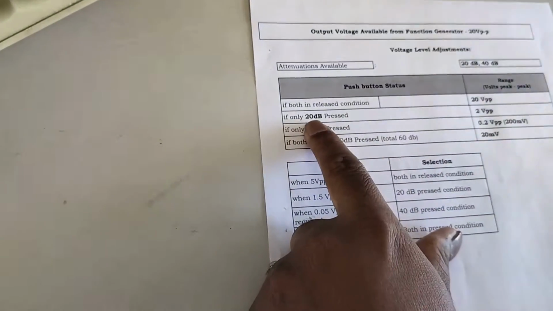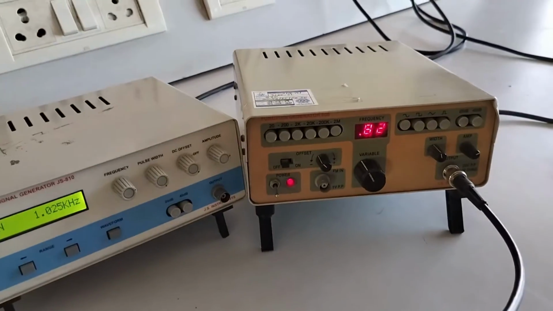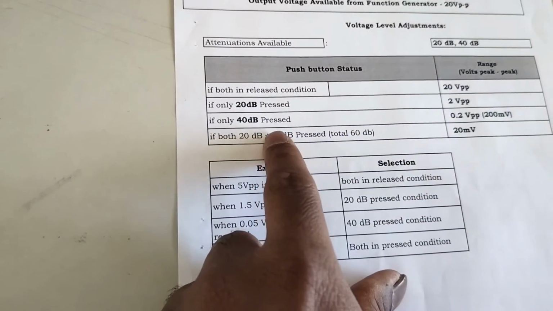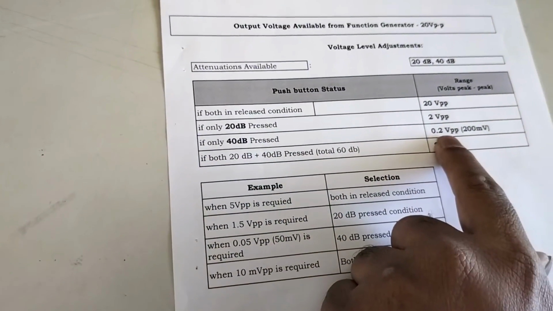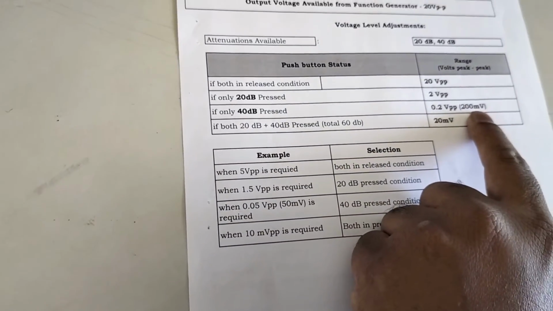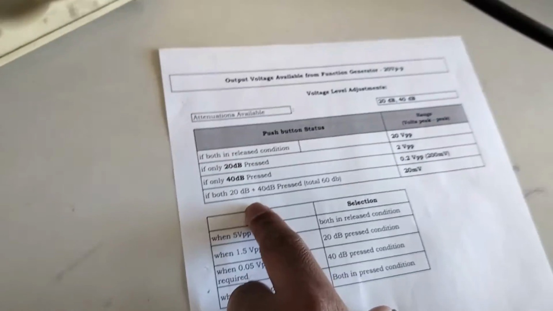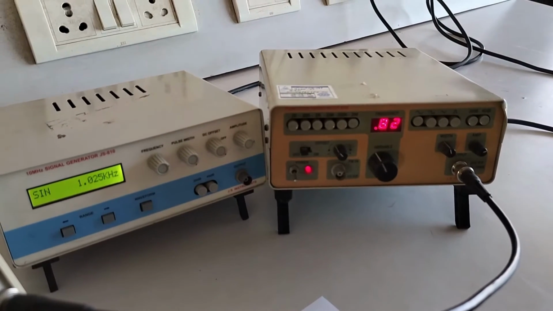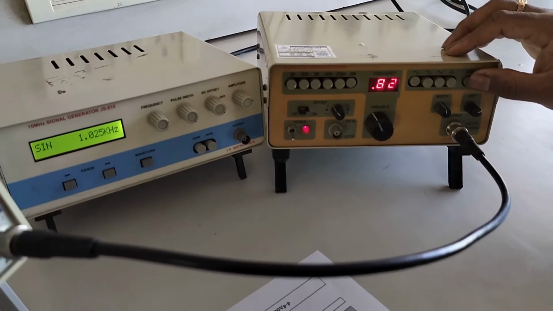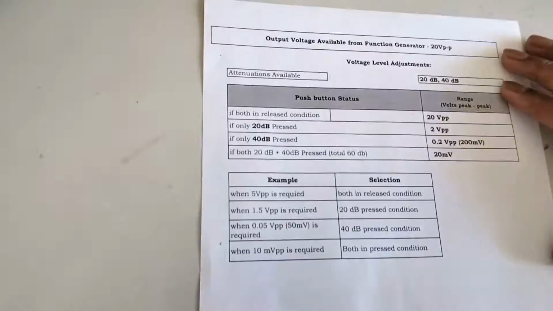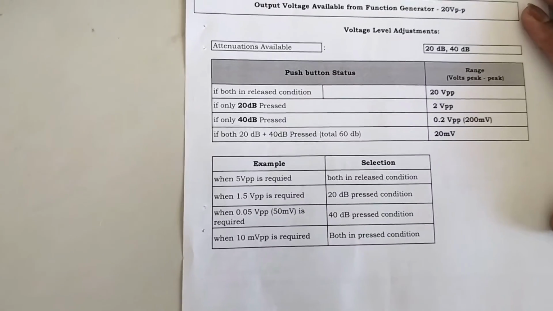So what happens when I press this 20 dB? The same range reduces to 2 volts peak to peak with the maximum amplitude level on this knob. If you press the 40 dB, the range is reduced to 0.2 volts peak to peak, or else we can say 200 millivolts, with the maximum amplitude. If you press both attenuation levels, the total attenuation will be 20 plus 40, that is 60 dB attenuation. With the maximum amplitude, the range is reduced to 20 millivolts. This is the chart. You just go through this.